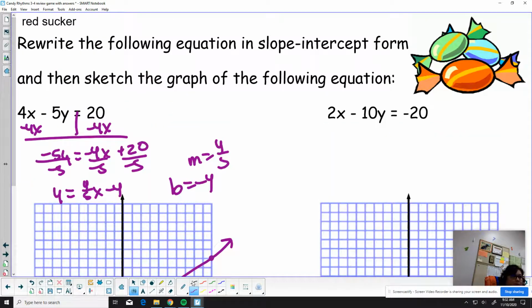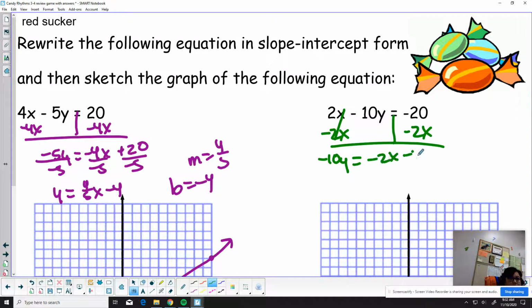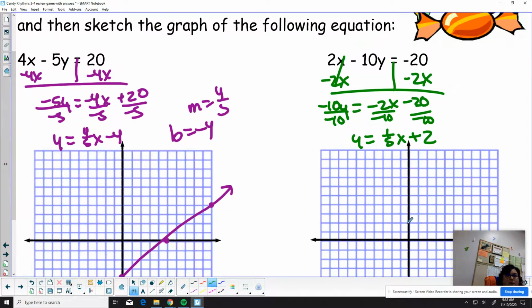Let's do this one over here. We'll do it in green. So again, I have to solve. So I'm subtracting 2x because both of those are in standard form. So negative 10y equals negative 2x minus 20. And then I'm dividing by negative 10. So that's 1/5 x plus 2. Awesome. So up 1, right 5, up 1, right 5. So there's my line for that one.